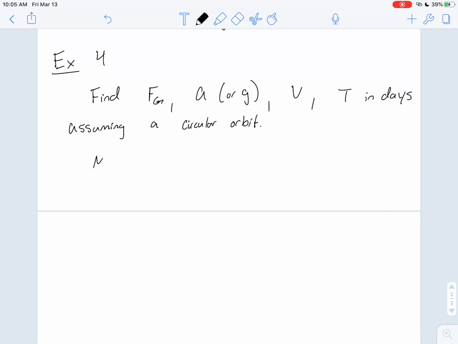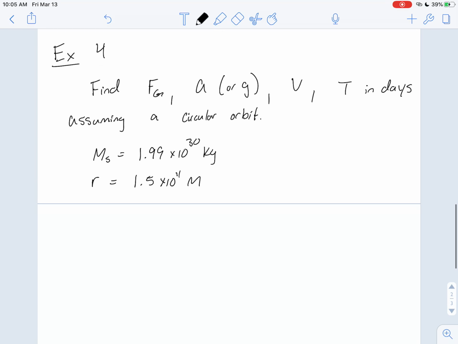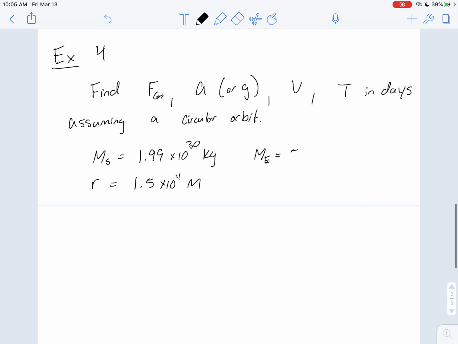The mass of the sun, call it MS, is equal to 1.99 times 10 to the 30 kilogram. The distance from the center of mass of the sun to the center of mass of Earth, this would be an average distance, is 1.5 times 10 to the 11 meter. And then I'll write down again the mass of the Earth for you. The mass of the Earth is equal to 5.97 times 10 to the 24 kilogram. So go ahead and try to figure out those values, and then I will post the solution for it later.